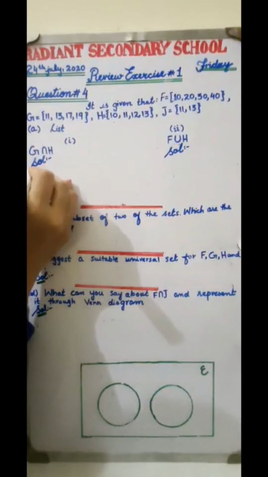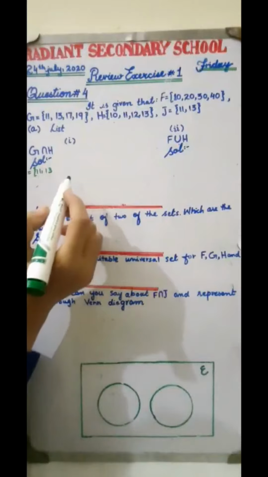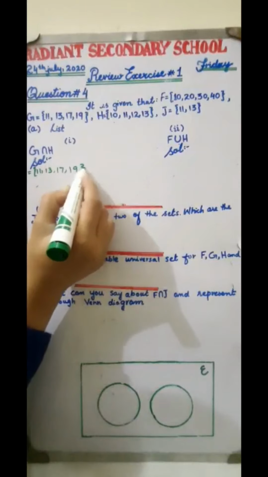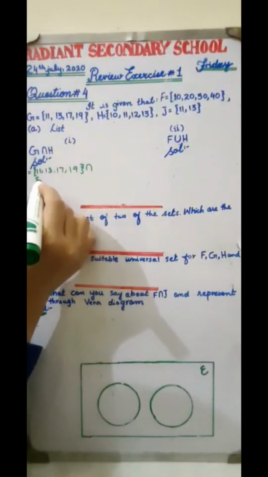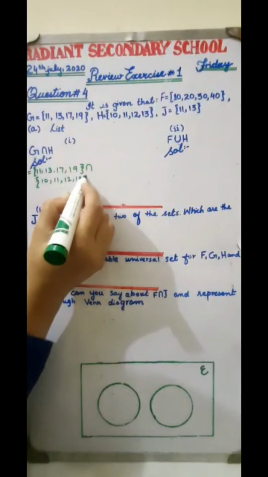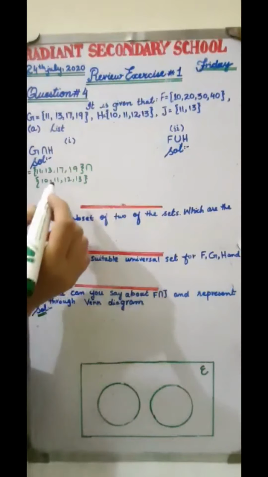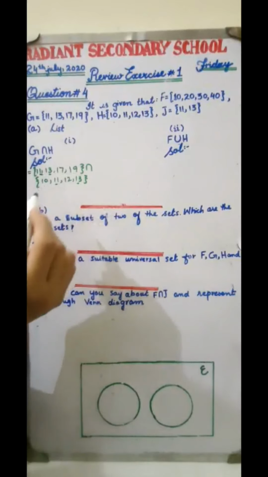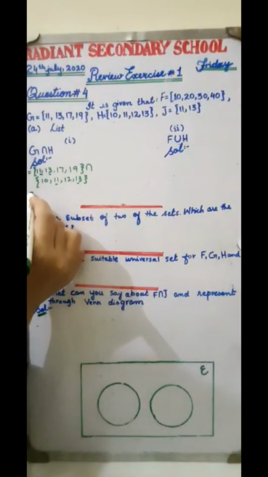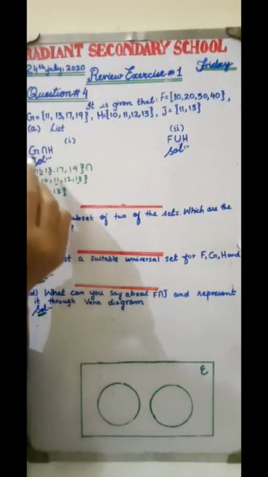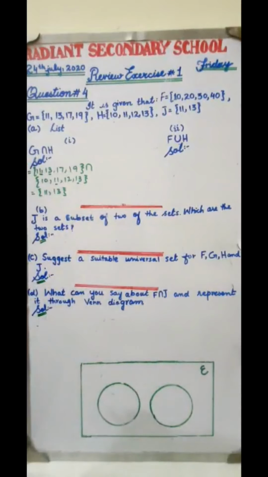So you have to write the G set first. G set is 11, 13, 17, 19. Intersection H set 10, 11, 12, 13. Now intersection means common elements. Look at this, 11, 13. These two elements are common between these two sets. So the intersection of G and H is 11 and 13.